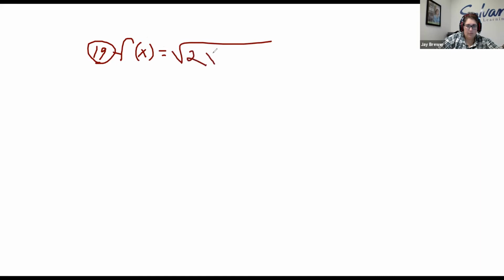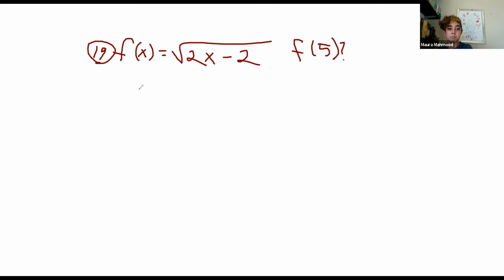All right, 19. So it says evaluate the function at the indicated value. And they give us f of x equals the square root of 2x minus 2. And we want to know what f of 5 is. How do we figure it out? What do we do? Substitute 5 for x. Very good.